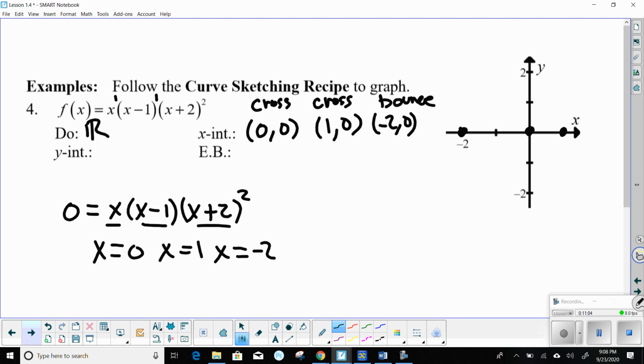All right, let's find the y-intercept. And we actually already have it. Normally you'd plug 0 in for x, which is pretty easy, but we already know it crosses on the y-axis at 0, so it's also (0, 0).